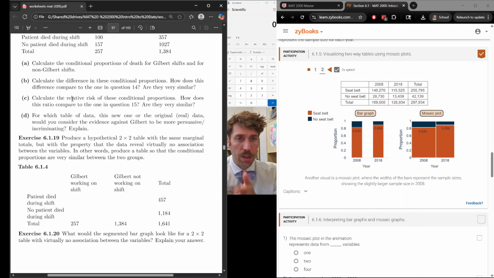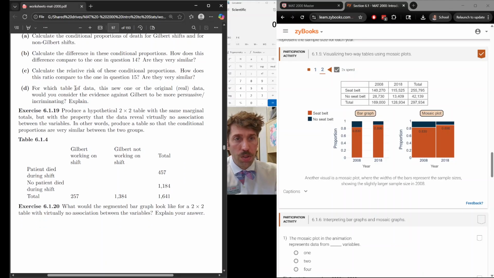Are they similar? Calculate the relative risk. How does this ratio compare to the one in question 15? Are they similar? For which table of data, this new one, or the original actual data, would you consider the evidence against Gilbert to be more persuasive or incriminating? Explain. So again, for part D there, that should be a full sentence or two. Explain why one of them is more incriminating than the other.